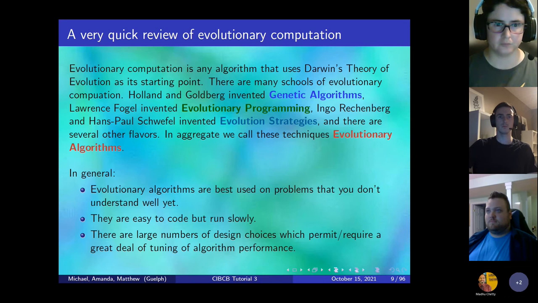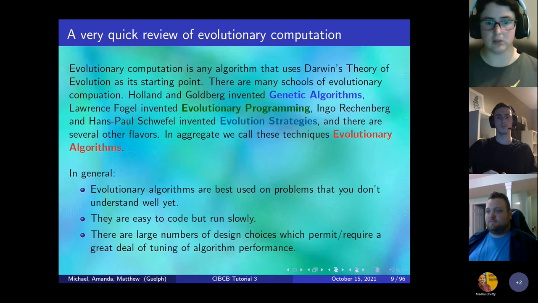Now, next little mini injection of information to make the rest of this make sense. A very quick review of evolutionary computation. Evolutionary computation is an algorithm that uses Darwin's theory of evolution as a starting point. There are many different schools of evolutionary computation. Holland and Goldberg invented genetic algorithms. Lawrence Fogel invented evolutionary programming. Ingo Rechenberg and Hans-Paul Schwefel invented evolution strategies. And there are several other flavors. In aggregate, we call these techniques evolutionary algorithms.